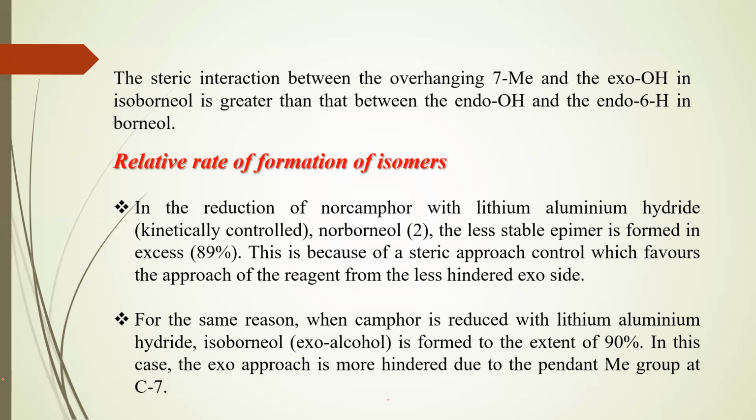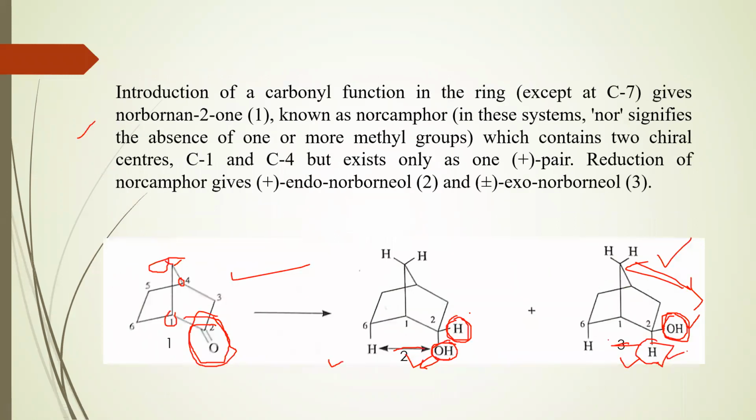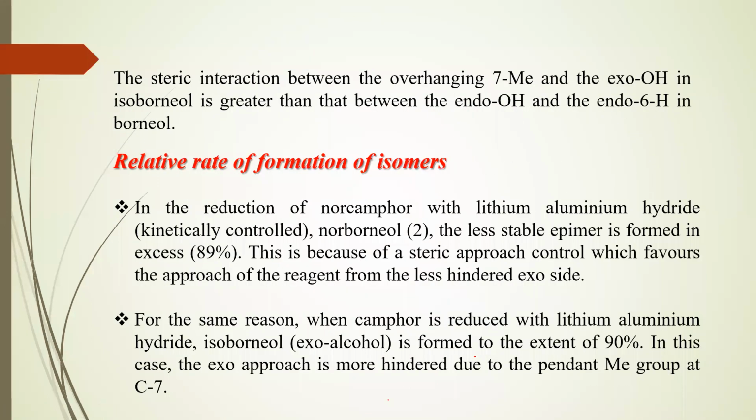In that case, the lithium aluminum hydride reacts, so the hydride approaches the less hindered side, in the exo form. Therefore, the endo is formed in the norcamphor molecule. And this is the same reason for the camphor reduction with lithium aluminum hydride.